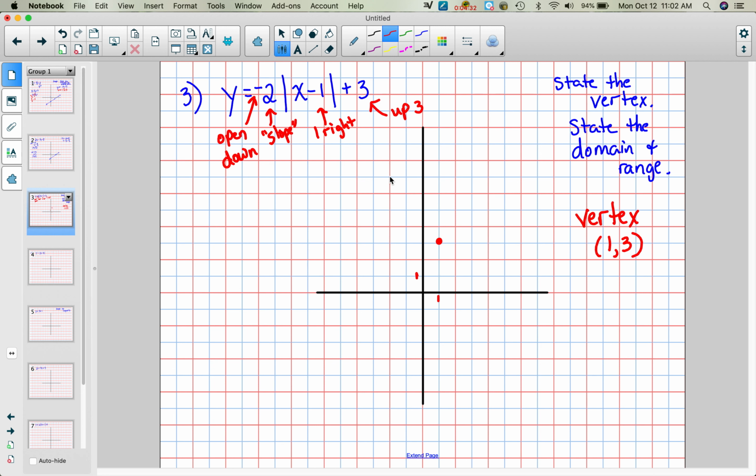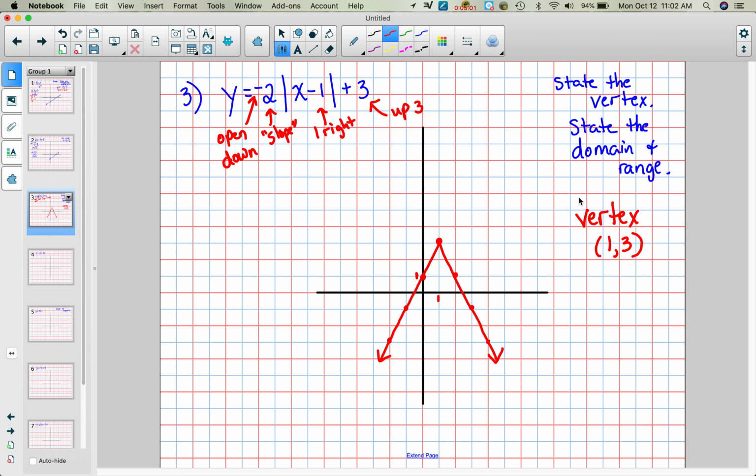Then I know it's going to open down, and it has a slope or a steepness of 2. So I'm going to go down 2 and over 1, both directions, to make a V shape. From that point, go down 2 again and over 1. You can do it again, down 2 over 1. So you build this V-shaped graph, and then we're going to have both parts of that. So there's my graph.